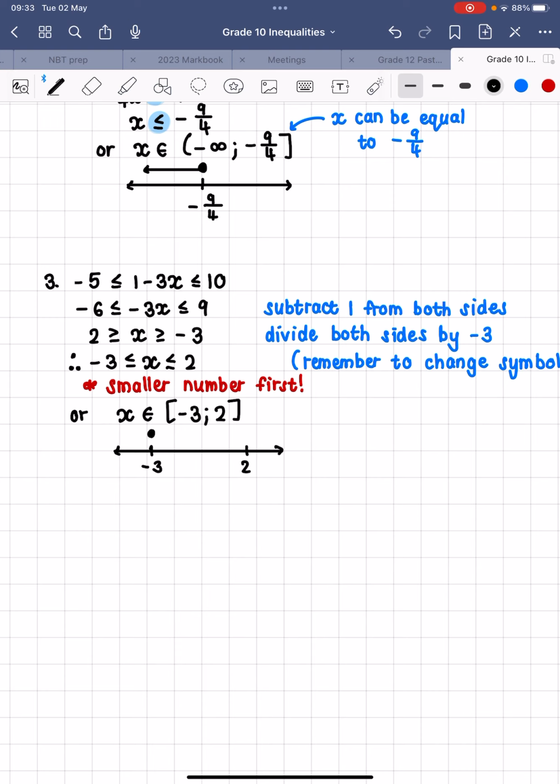And what about 2? Can it be equal to 2? Yes, so we use a round circle again. Guys, they can give you one of each. They can give you a line underneath the one symbol and no line underneath the other. So you need to make sure. It's not always going to be 2 square brackets or 2 round brackets. It can be a square and a round. It depends on the question. And now x must be in between these two numbers, so we're just going to draw a line connecting those 2 points.